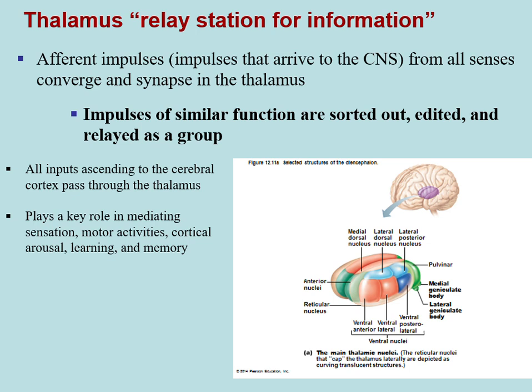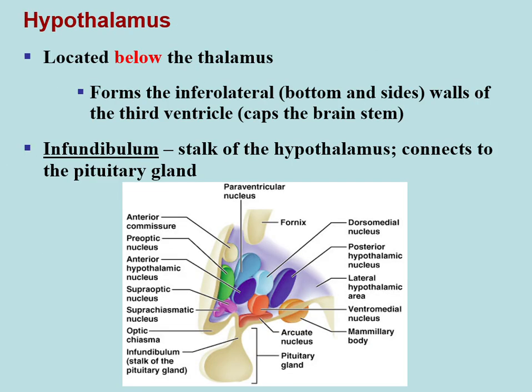And these impulses arriving at the thalamus are going to be grouped into those of a similar function, and then that will allow for sorting, editing, and then relayed as a group to the proper association cortex. Now, all the inputs that are ascending to the cerebral cortex pass through the thalamus, so it plays a key role in mediating sensation, motor activities, cortical arousal, learning, and memory, because it's basically controlling what gets to the cerebral cortex and when and where it goes.